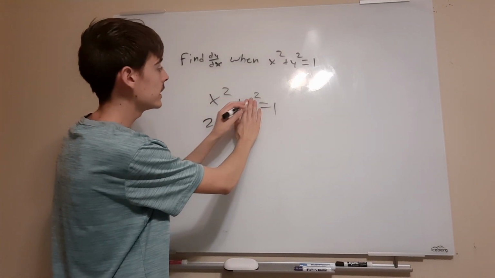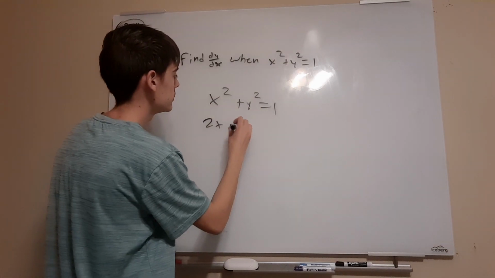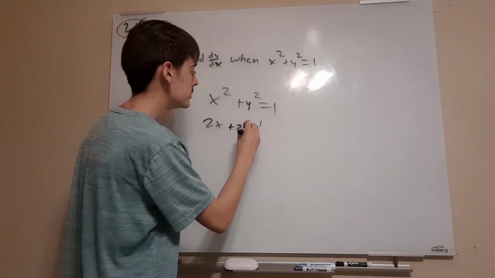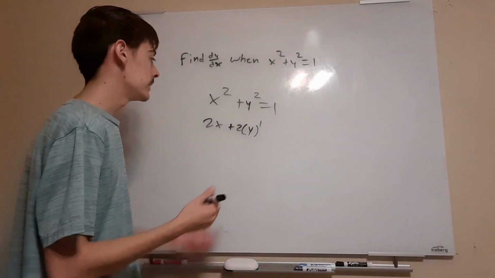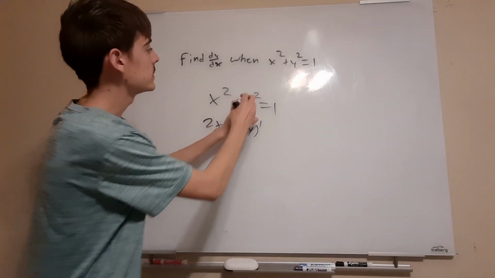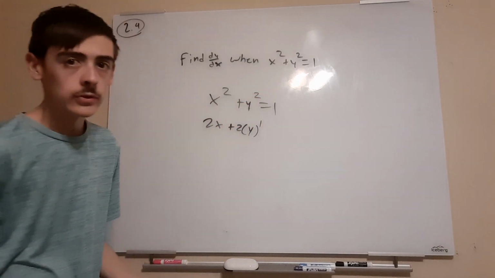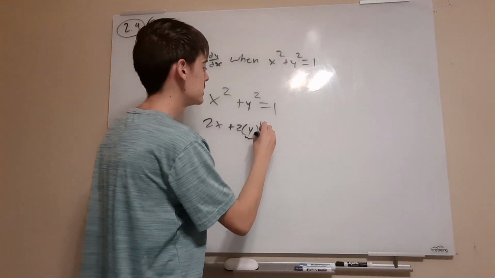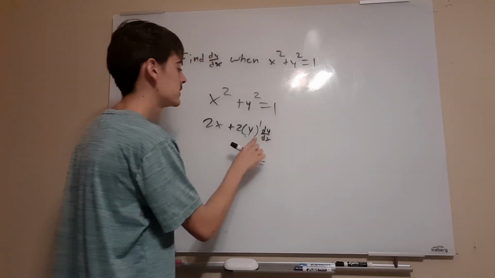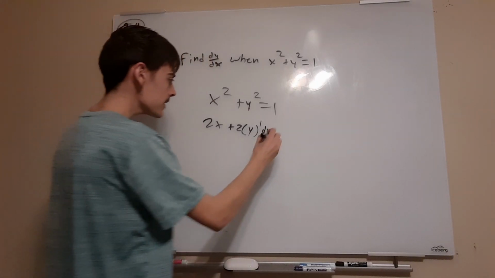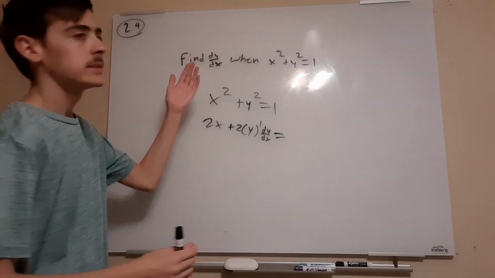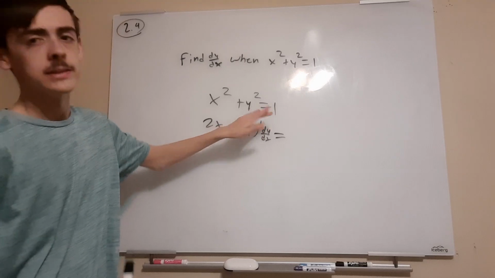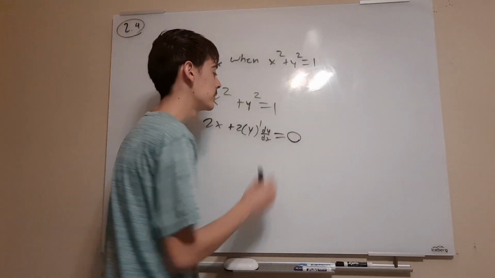So something squared, deriving that, we will get 2 times that something to the power of 1. In our case, that something is just y. Now, that outer function was the power, but now we have to differentiate the inner function because that's how the chain rule works. The inner function is just y, and differentiating y, we get dy dx. And then on the right side, no matter if it's dy dx, dr dt, whatever the letters are, if you derive a constant, it's always going to be 0.